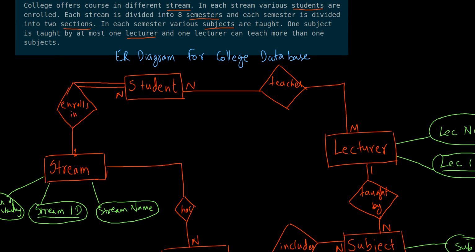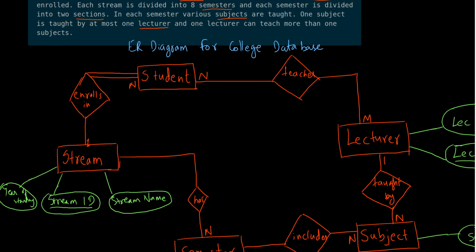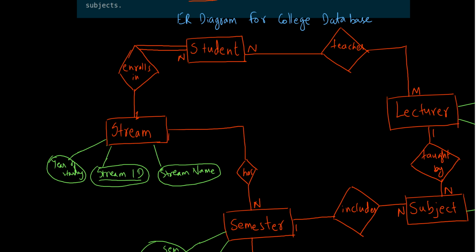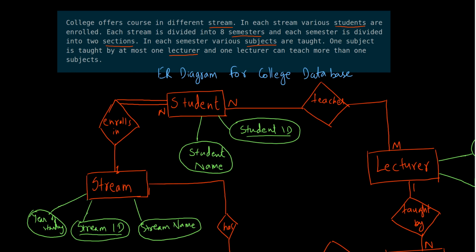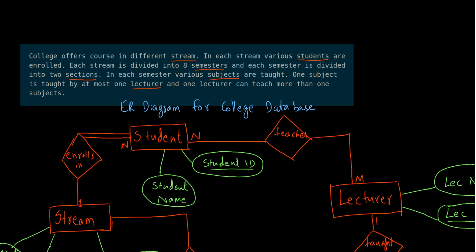And finally we can have student ID as primary key for a student, and one more attribute, student name. Okay, this much is fine, this much is good enough for writing answers in examination if this kind of question is asked.